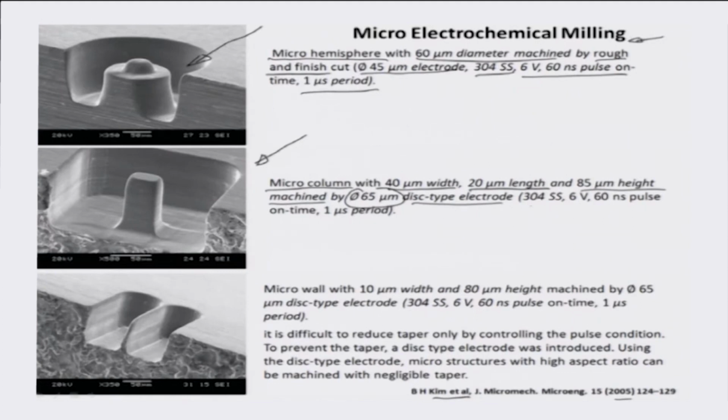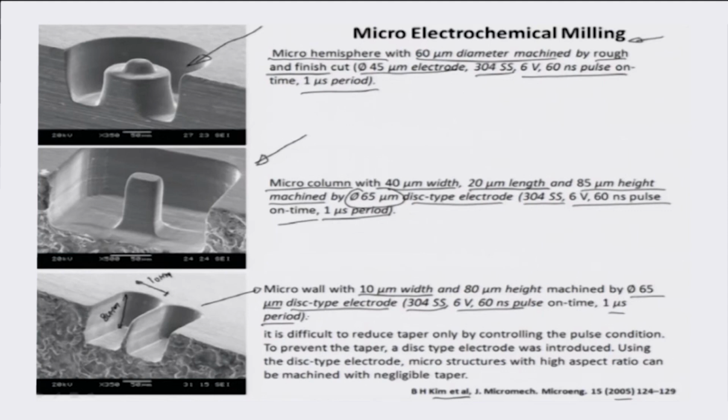So, they use a 304 stainless steel electrode in this case with 6 volt, 60 nanosecond pulse on time duration and for a 1 microsecond period. This another is an illustration of a micro wall with 10 micron width. So, this is close to 10 microns, and 80 micron height, which is this height right here, machined by a 65 micrometer diameter disc type electrode, again using the same material, 304 stainless steel, with 6 volt, 60 nanosecond pulse on time duration for a 1 microsecond period.